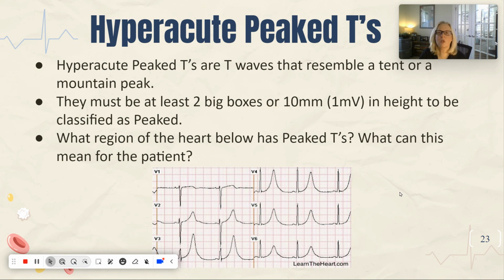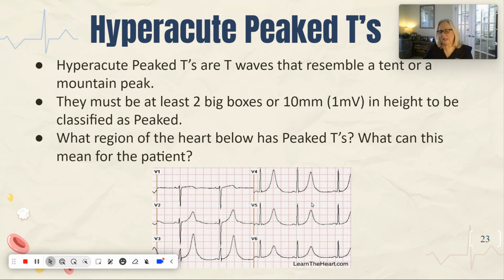Yeah, so when we're talking about height for ST elevation, 1 mil is 1 tiny box. So that means that's not very tall. This is very tall. This is 2 big boxes. So these are hyperacute peaked Ts. They're very tall. They come after the QRS. If you're not sure if that's a QRS or a T wave, just follow the P wave. Find the P wave. Here's the P wave, QRS, T. P wave, QRS, tall T. And they're all more than 2 boxes high.